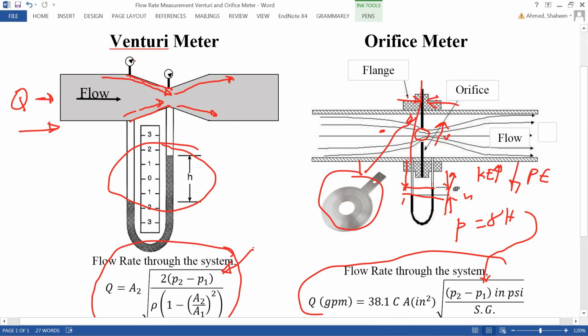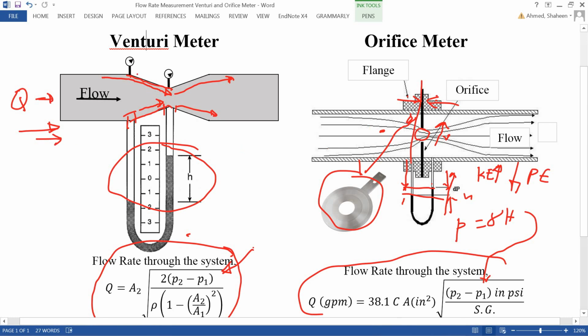Now the pressure difference measuring is very easy. This manometer tube is just a plastic tube, cheap, probably 50 cents, and you can attach it there and see the pressure difference. Then you can measure the pressure difference and convert it to flow. So that's very easy. Now what's the difference between these two?